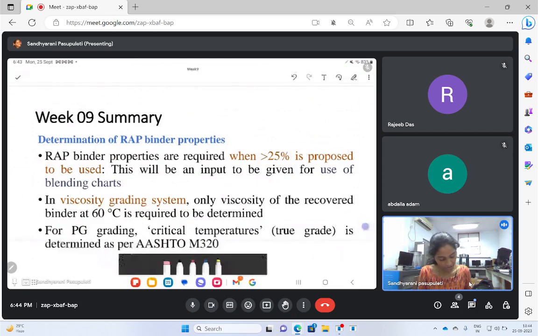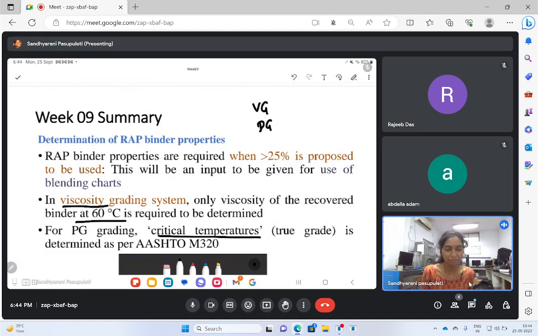So I have mentioned previously that there was a need to calculate the binder physical properties when the RAP percentage is more than 25. So what are those physical properties? Let us say if my RAP mix design is based upon viscosity grading, then that physical property is viscosity at 60 degrees using that Cannon-Manning viscometer. If my RAP mix design is based upon the PG, then we need to calculate the critical temperatures.